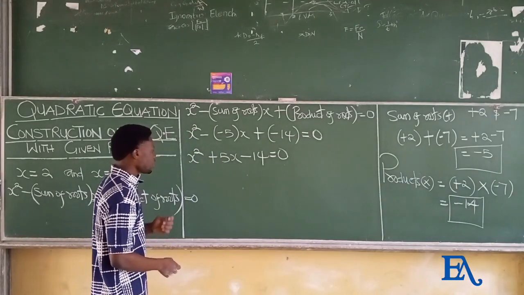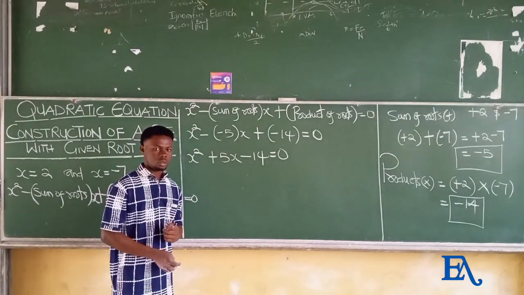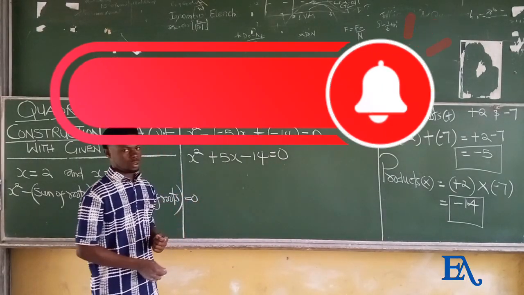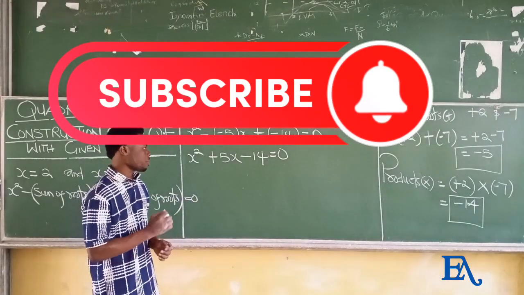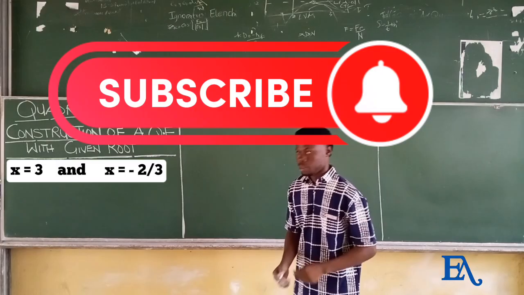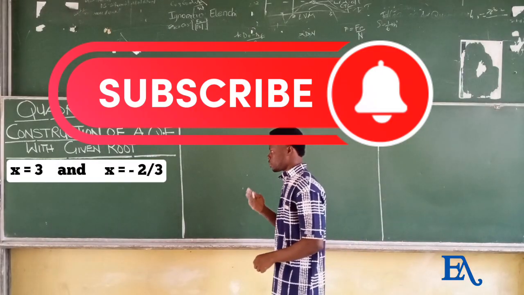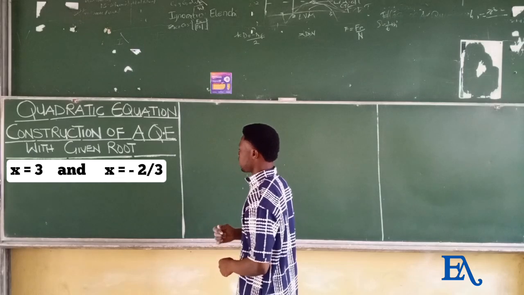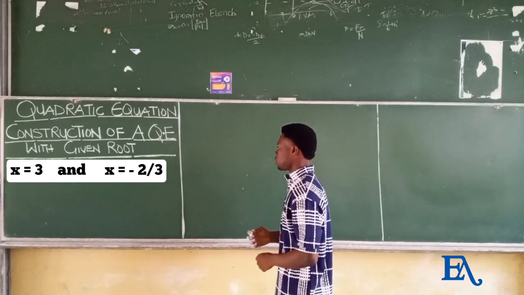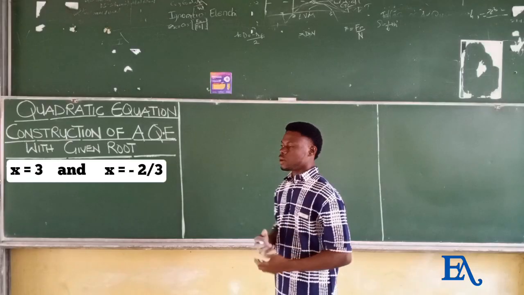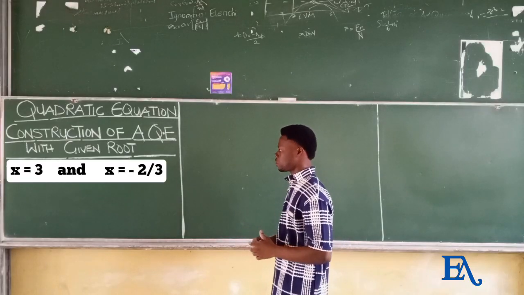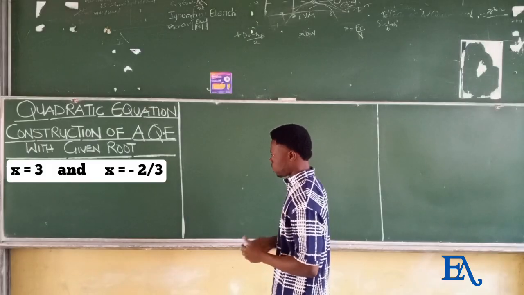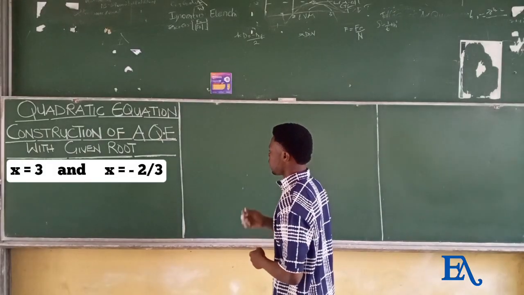So we can use either the first method or the second method to obtain the quadratic equation. Either of the methods used must lead to the right result. So let's consider the next example. x is equal to plus 3 and x is equal to minus 2 over 3. This is quite different from the preceding example that was solved. In this example, we have a whole number as one of the roots, and the second root is a fraction.